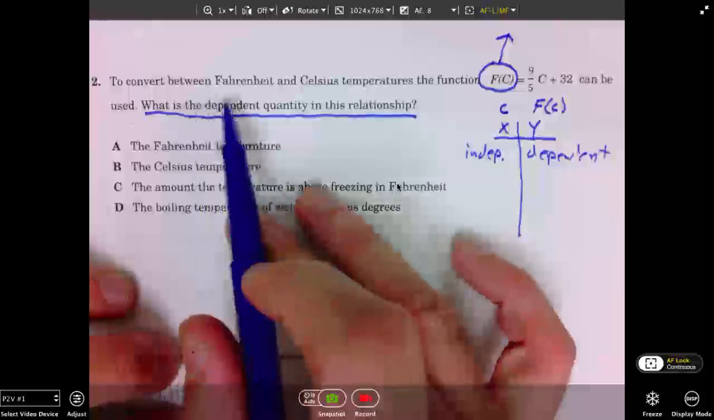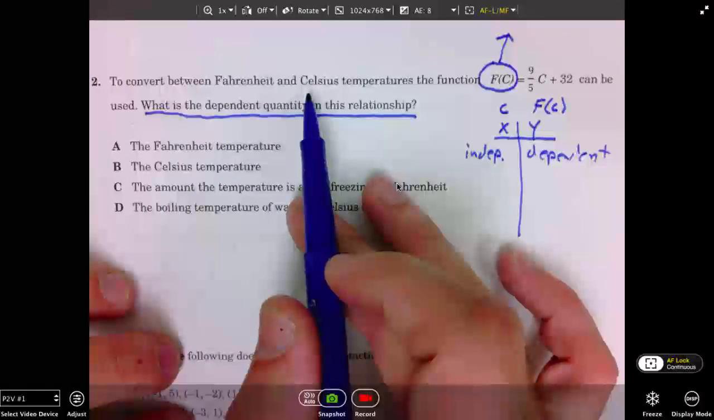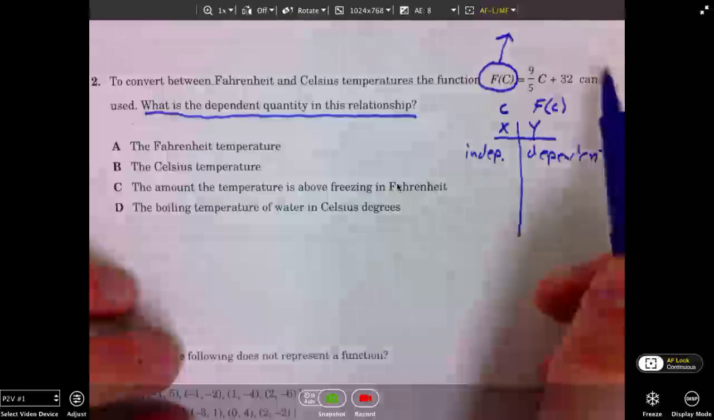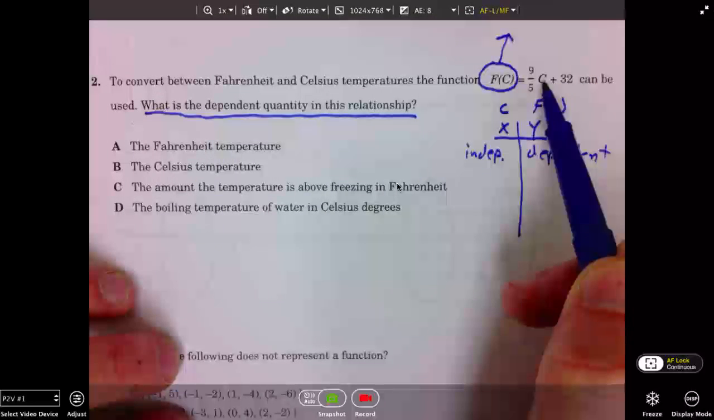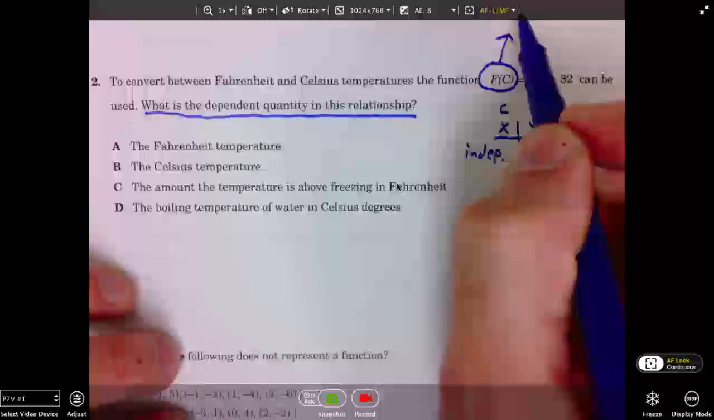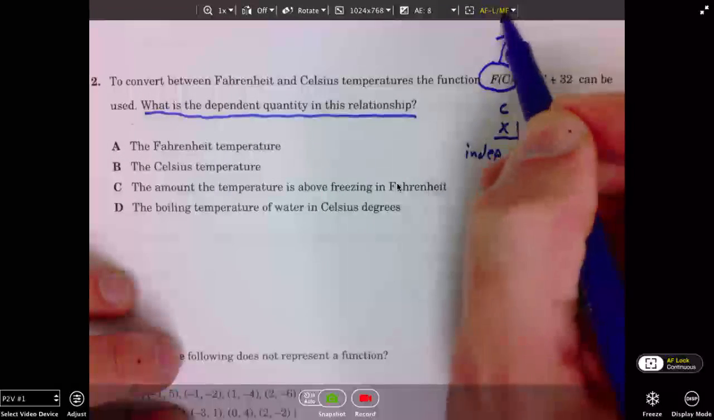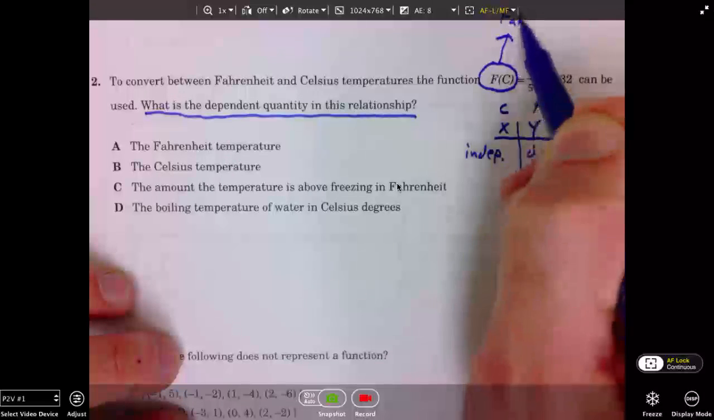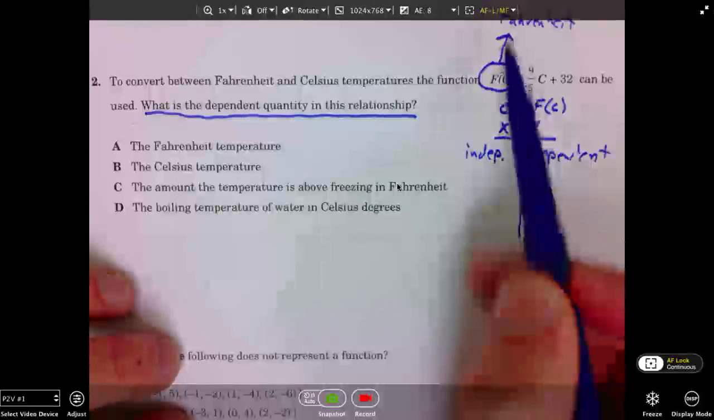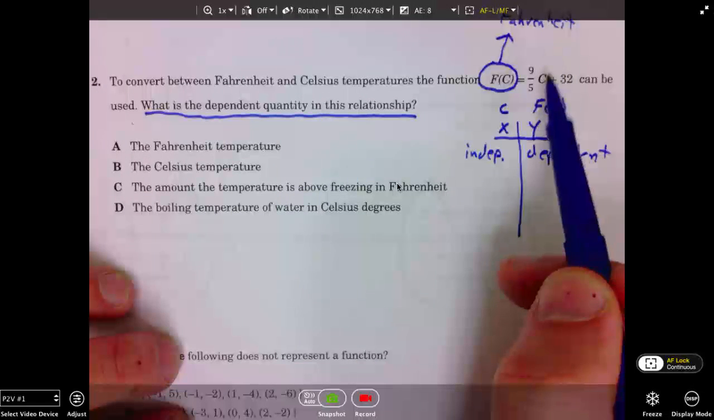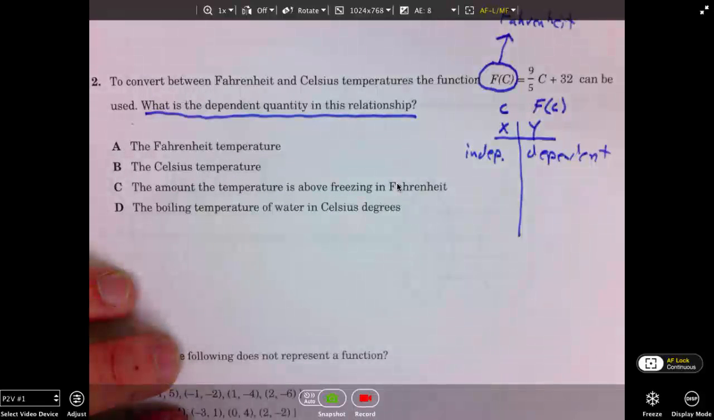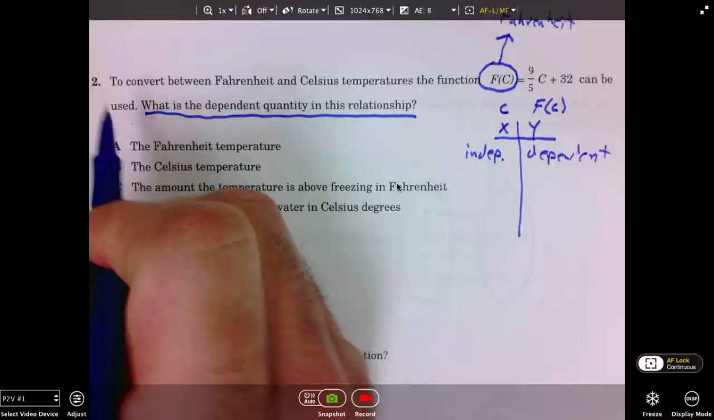It says to convert between Fahrenheit and Celsius. Well, this formula, this function, is going to convert between Fahrenheit and Celsius. C will be the Celsius temperature that we input. F of C will be the Fahrenheit temperature. So this quantity here, the dependent, represents the Fahrenheit. So we could say that the Fahrenheit temperature depends on the Celsius temperature. Inputting the Celsius will output the Fahrenheit. Number 2, the correct answer is A.